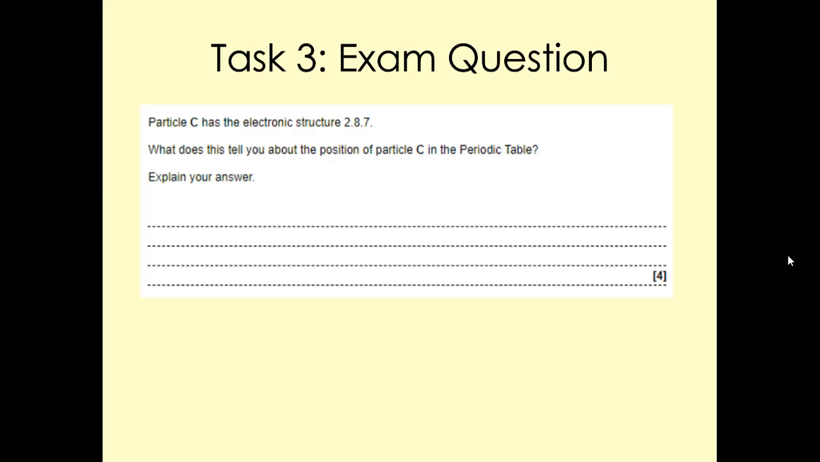Right, task 3 is a second exam question. This one's worth 4 marks. You need to make 4 points. It says particle C has the electronic structure 2,8,7. What does this tell you about the position of particle C in the periodic table? Explain your answer. By position, it means what group it's in and what period it's in. So you need to say which group it's in, which period it's in, and then explain for each of those why you know that. So pause the video. The answer is going to be on the next slide.